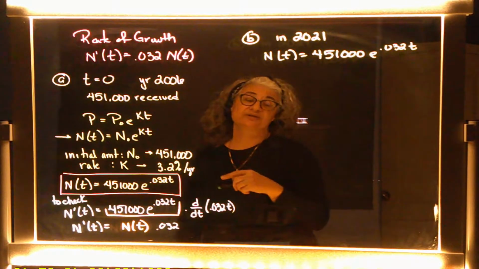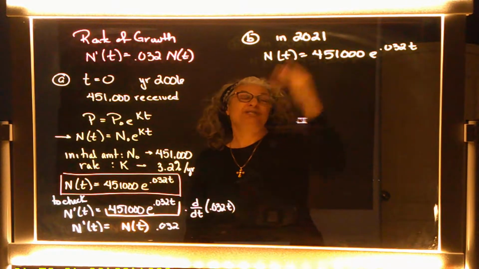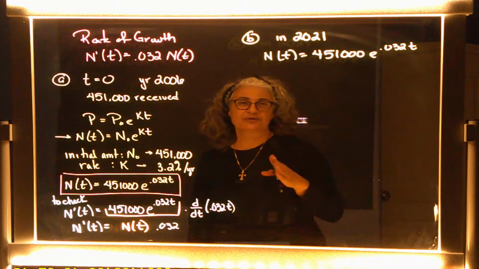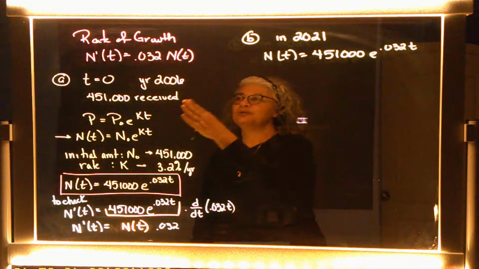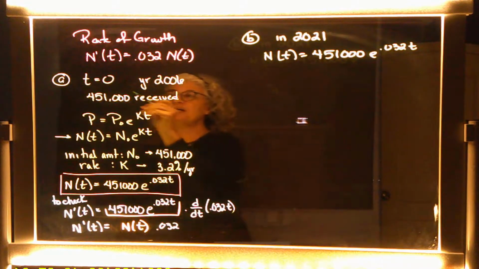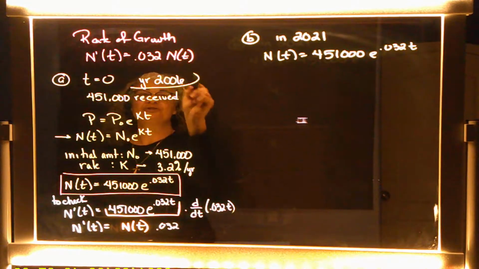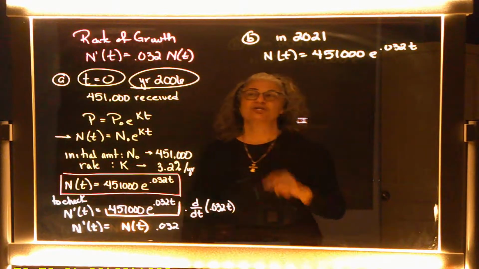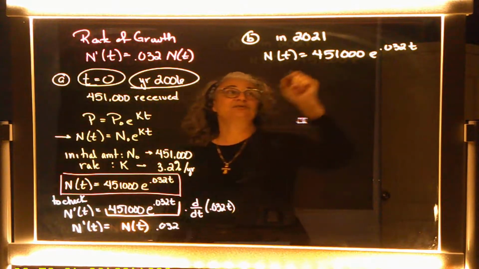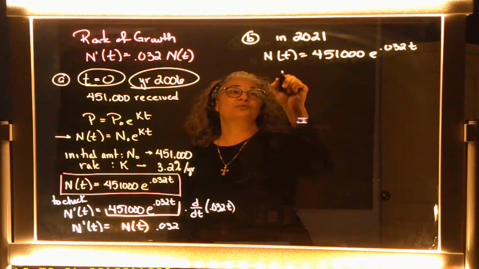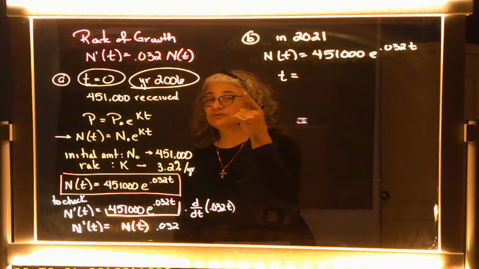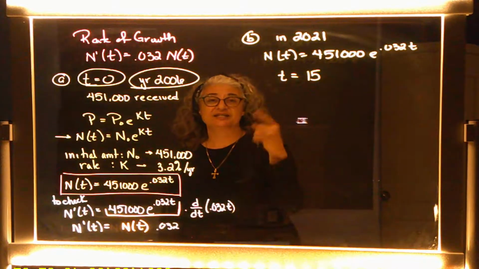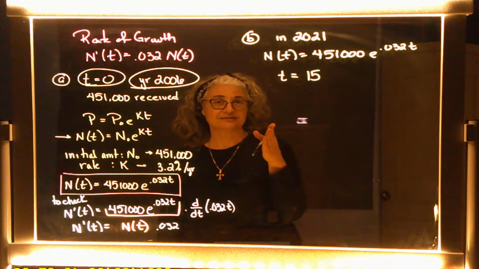Now, the year is 2021. Is t going to be 2021? Good, it's not. And some of you are like, well, how do you know that? Well, look at part A. They told me in the year 2006, t was equal to 0. So if in 2006 t is equal to 0, then in 2021 t is equal to 15, because 2021 is 15 years later, right?